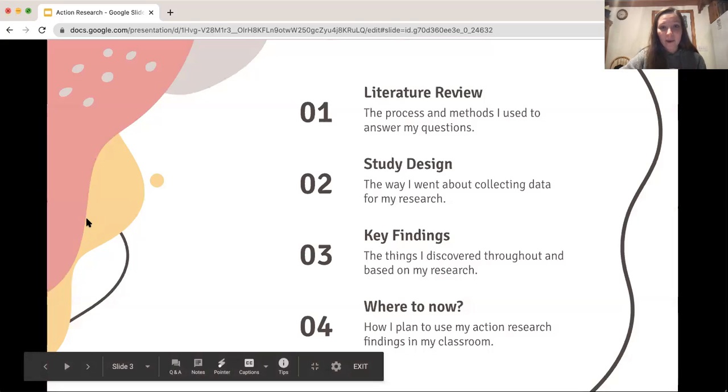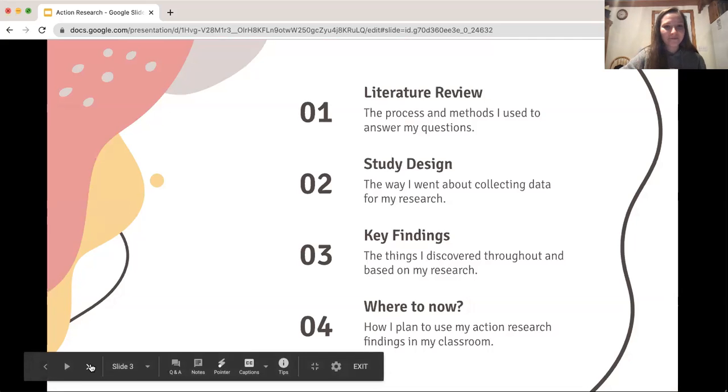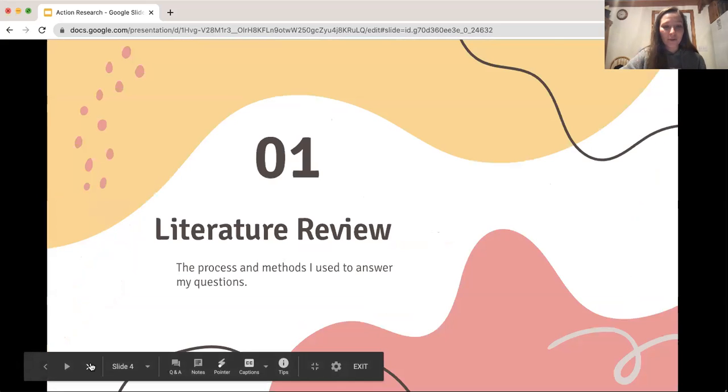So here's the layout of my project. First, we will talk about the literature review, which is just the process and methods that I've used to answer my questions. Then we'll talk about the study design, key findings, and where to now. Where am I going to go now that I know what I know? So first up, we have the literature review.